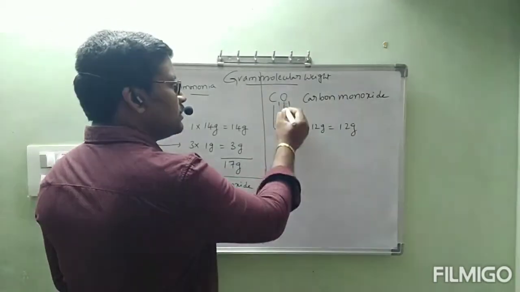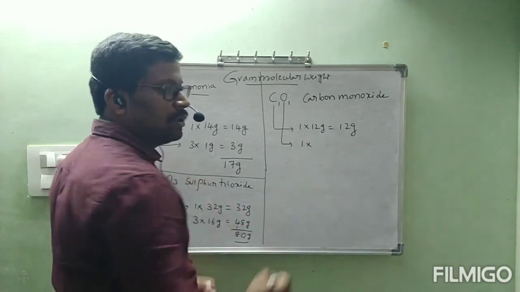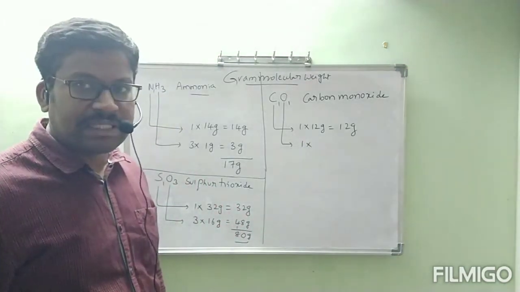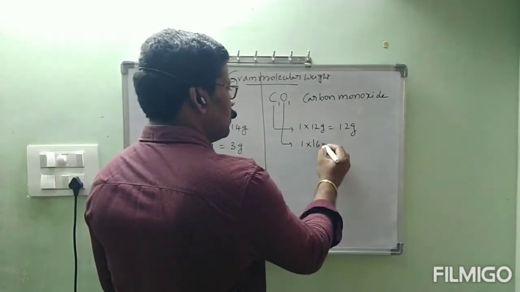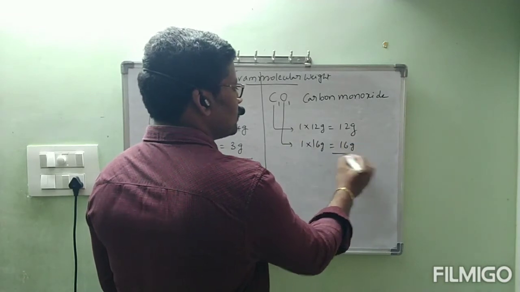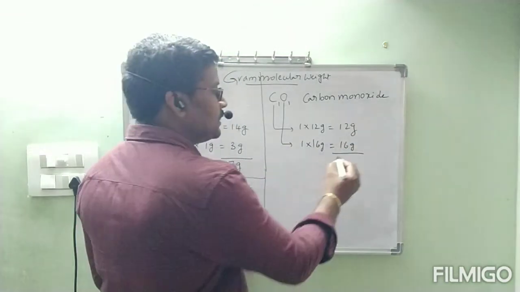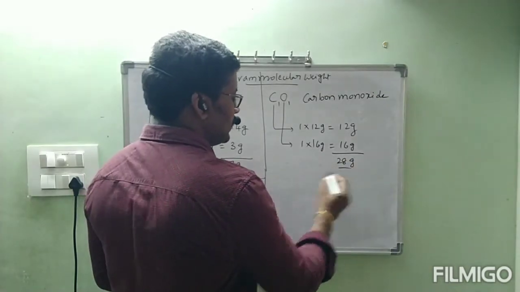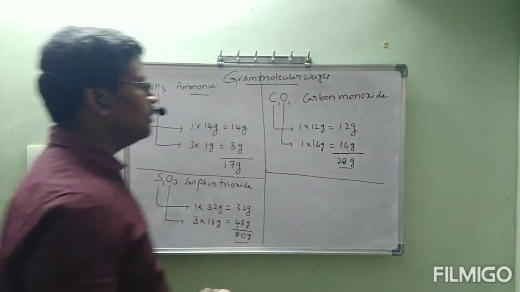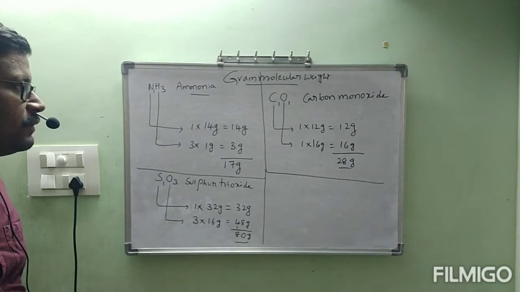Next, oxygen, how many are there? 1 into, what is the gram atomic weight of oxygen? 16. This is equal to 16 grams. Total, 12 plus 16, 28 grams. Third one. Next, fourth one.